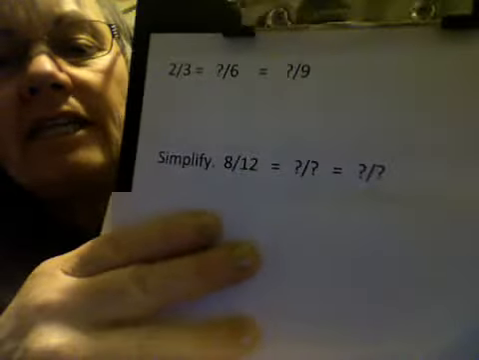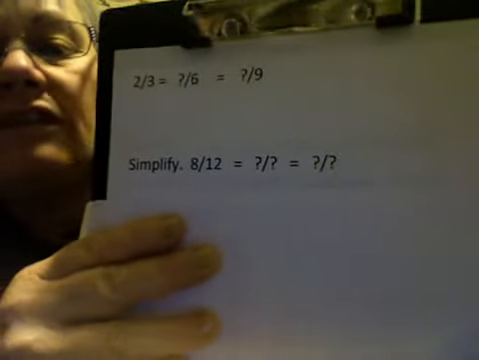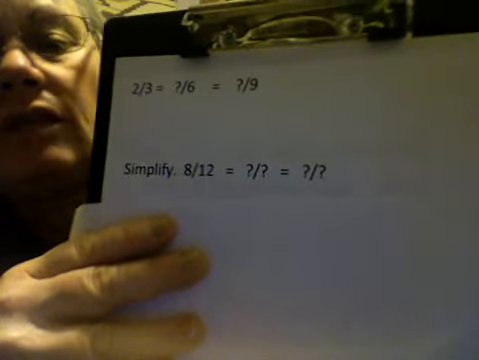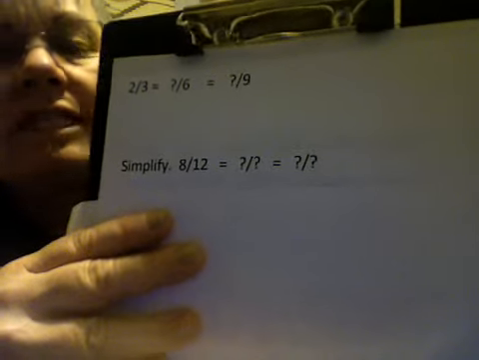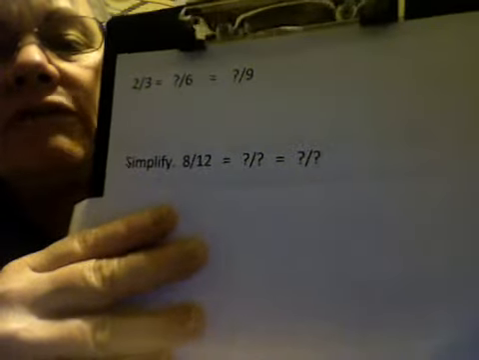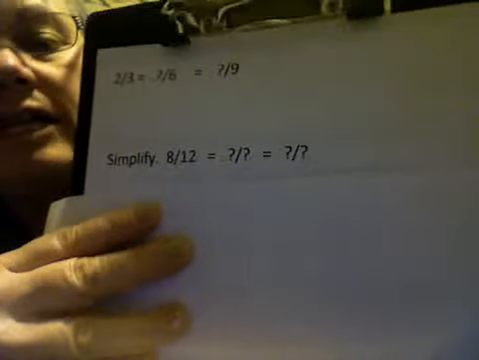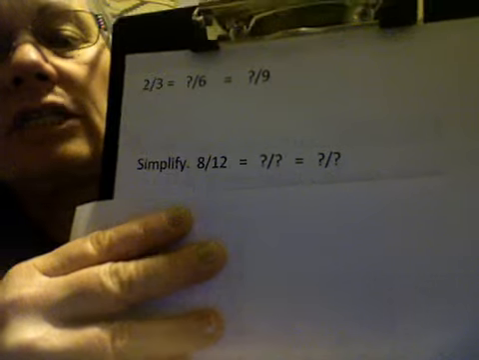And the last thing you'll be expected to do on this review, we'll have a part 2 of a test review in the next video. Simplify 8/12. The way to simplify is by dividing, and this fraction can be divided twice to get it to its simplest form.